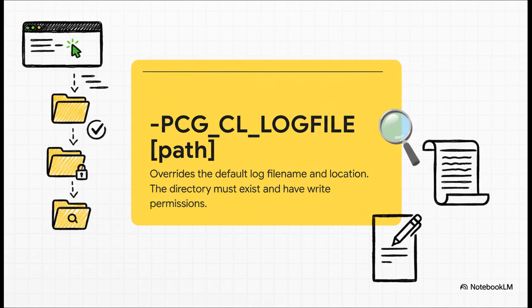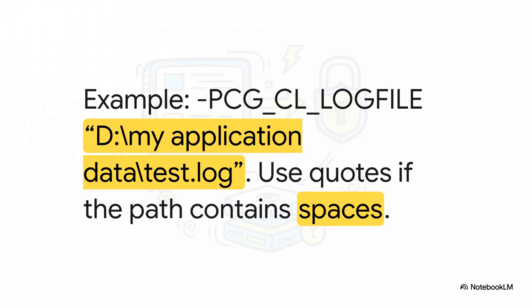Let's zoom in on the log file command for a second. The syntax is pretty straightforward. You have the command and then the full path. The two key things you have to remember are that the directory you're pointing to must already exist, and of course the application needs permission to actually write a file there. And here's a perfect example. See the quotes around the path? This is so important. If your file path has any spaces in it, you absolutely must wrap the whole thing in double quotes. Otherwise, the command just won't be parsed correctly.